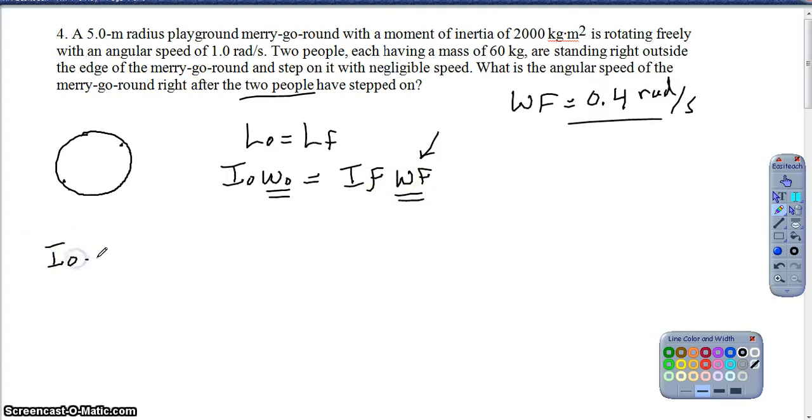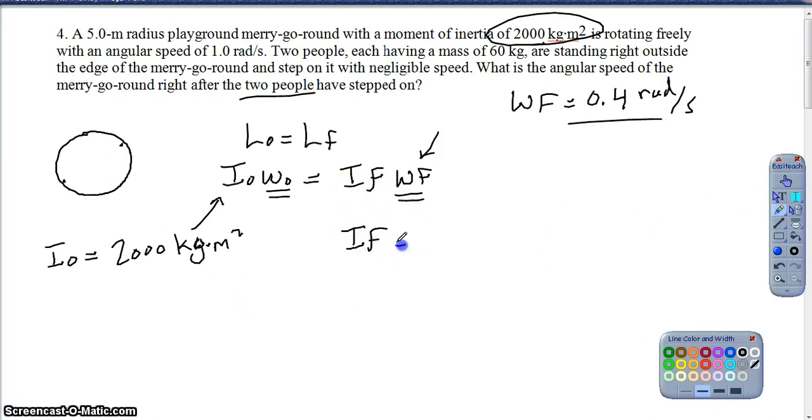Well, the initial moment of inertia would just be the disk rotating by itself. I was going to say we're going to use a uniform disk, but they actually gave us the moment of inertia for the merry-go-round, 2,000 kilograms times meter squared. So I don't have to do any calculation for that. They gave me that initial moment of inertia, so the only thing I have to think about is what happens with the final moment of inertia.